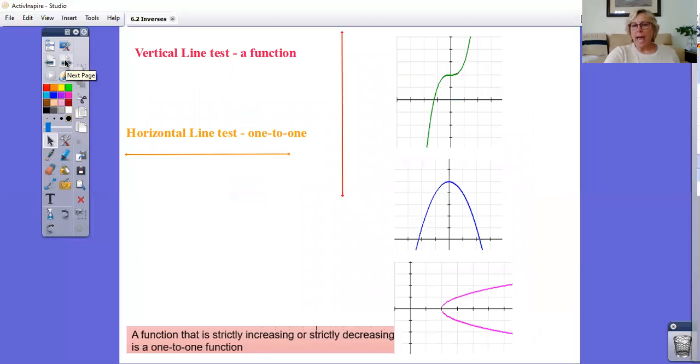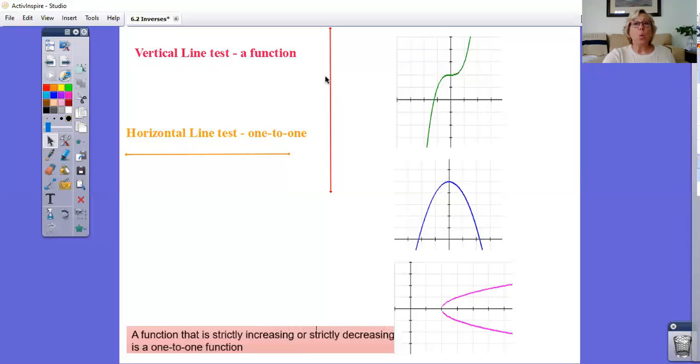Now let's look at graphs. So we know that we get a function when we use the vertical line test, if that vertical line touches the curve in only one place. So this green graph is a function. The blue graph is a function. The pink graph is not a function. You can see how it's hitting in two places.